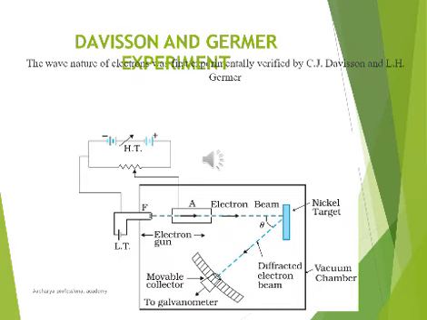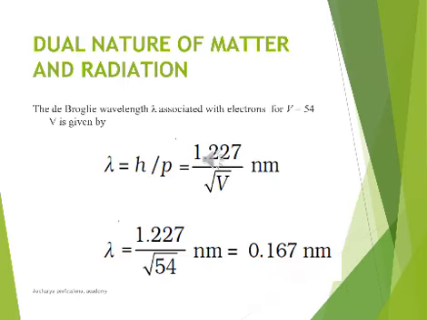Now we will see some of the observations of this experiment. When the accelerating voltage was 54 volts, something special happened. The detector recorded a strong peak in the scattered electron intensity at an angle of 50 degrees. This peak is similar to the maxima seen in the X-ray diffraction pattern. This clearly indicated that electrons undergo diffraction, which is a property of a wave.